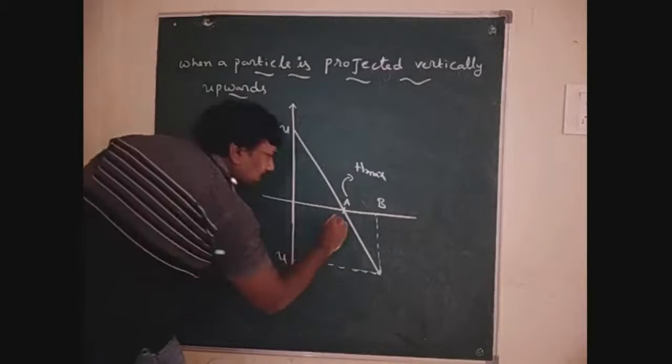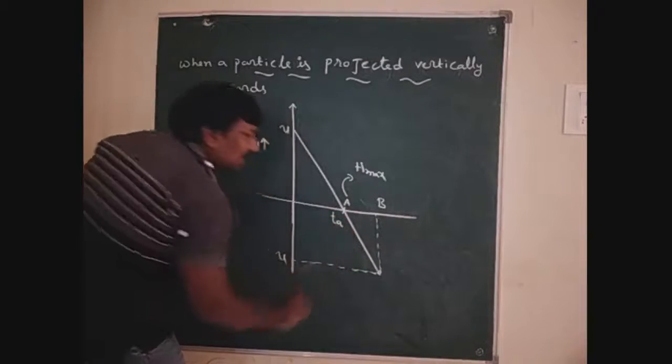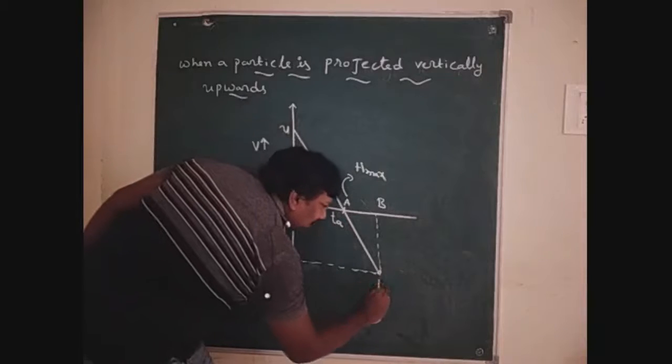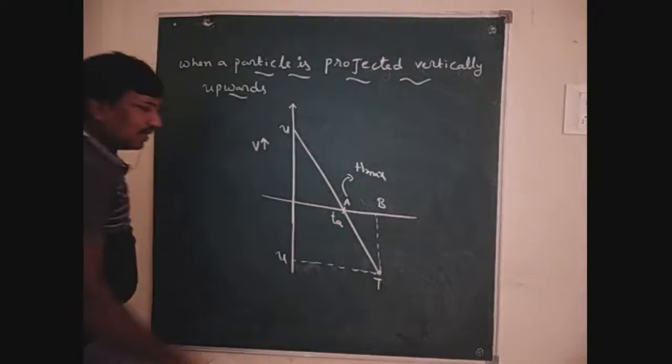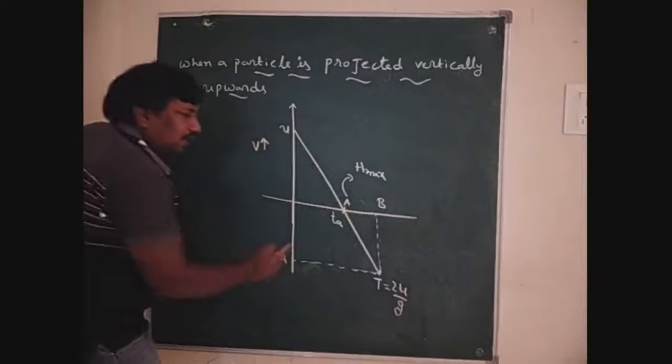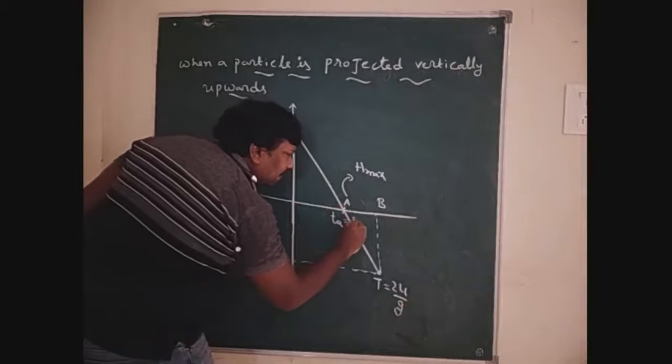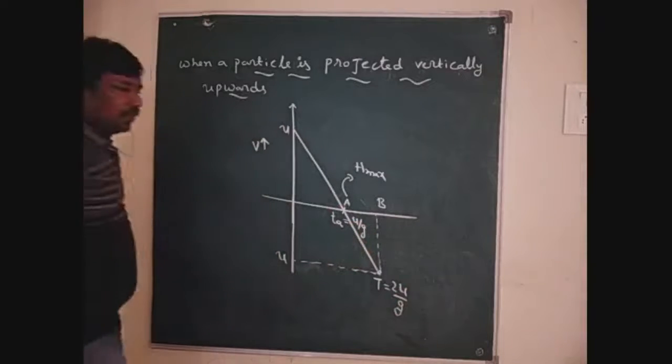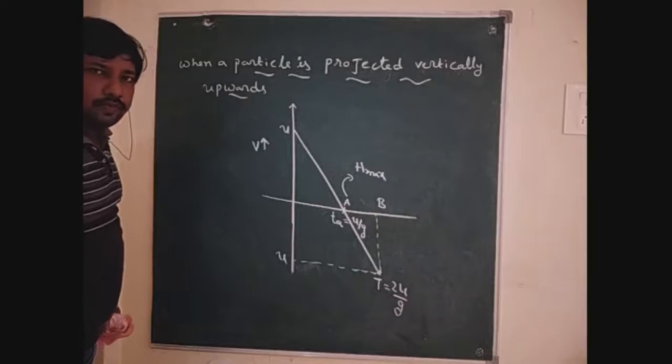So here this is the time of ascent. This is the time of flight. In the case of time of flight, it is 2u by g. Here the time of ascent, that is ta, equal to u by g.